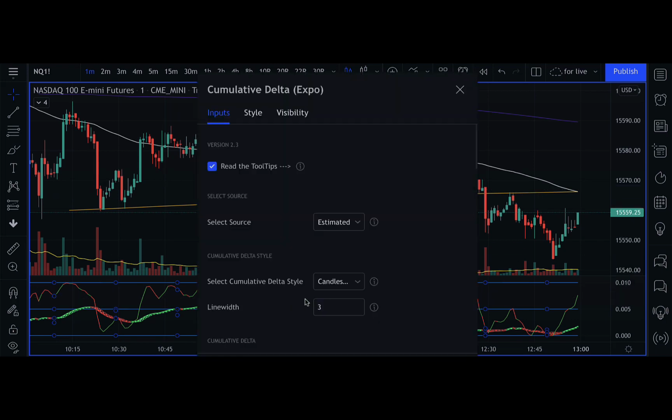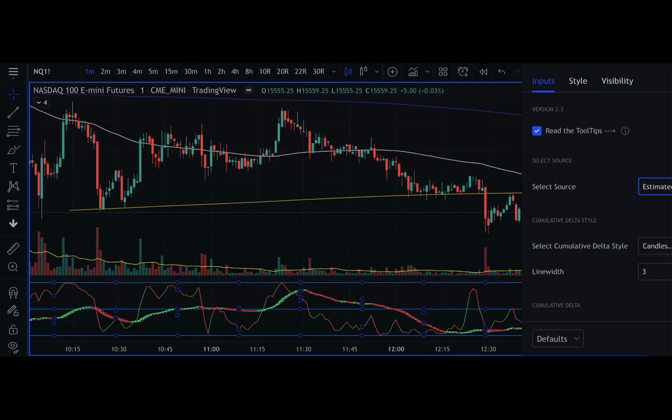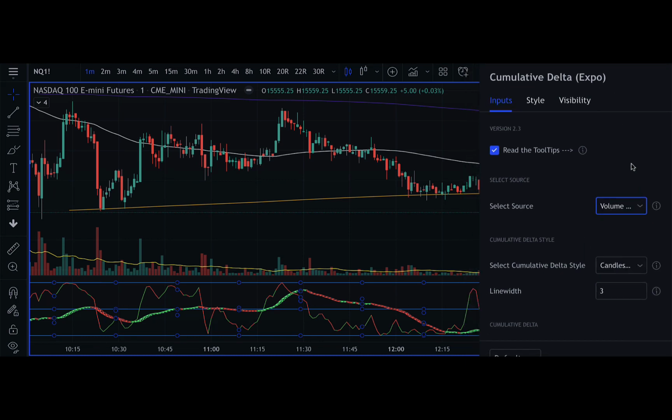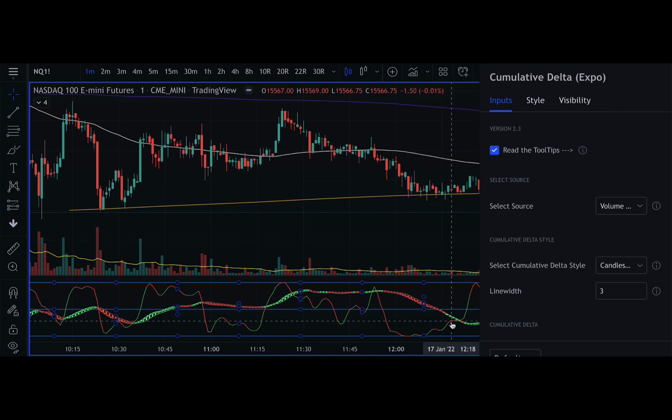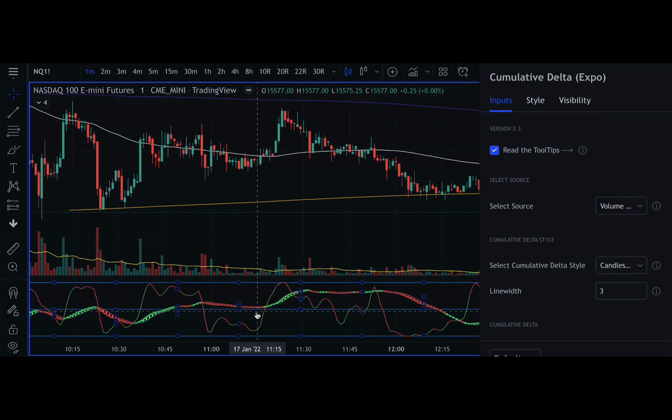These are the settings. I still love using the estimated source code, and let me put it over here so we can see the difference. If we do volume data enhanced, you can just pay attention to the candles first. So let's look in this area first. The candles are on the top here, and if we go back to estimated, they're more in the middle, right? Which to me helps a little bit because you can see how choppy it is right here. I'd rather it just sit there in the middle and let me know, hey, we're indecisive right now, rather than having it clearly at the top here and giving me hope.